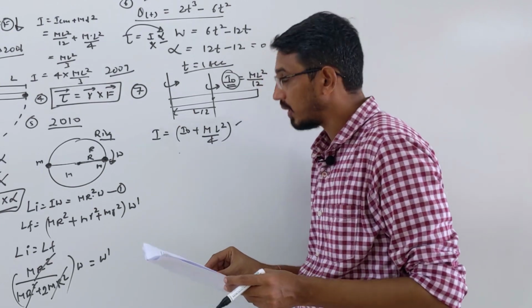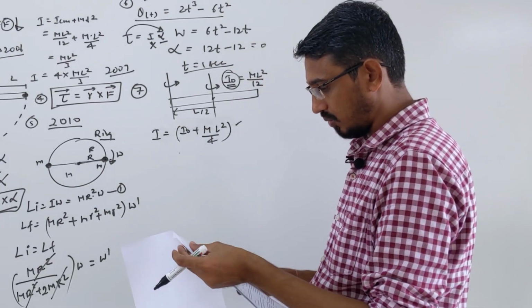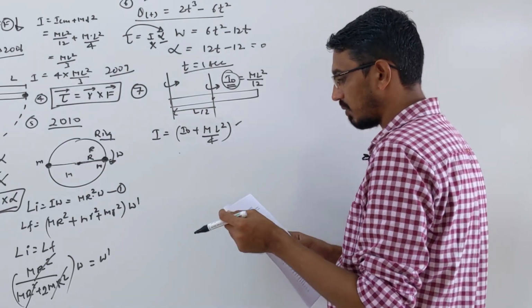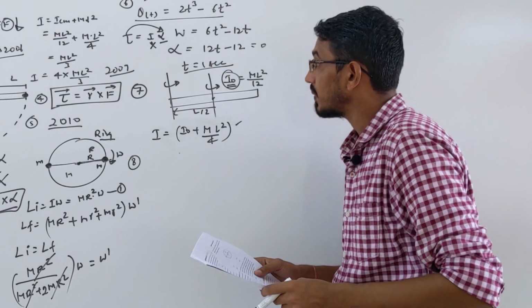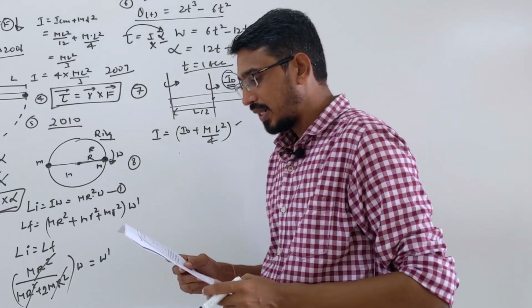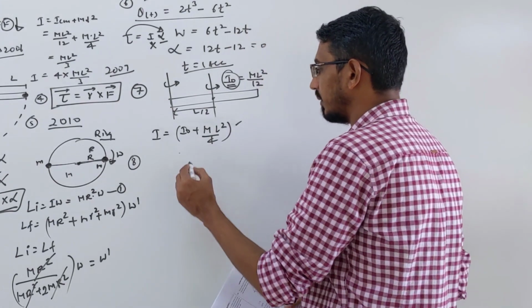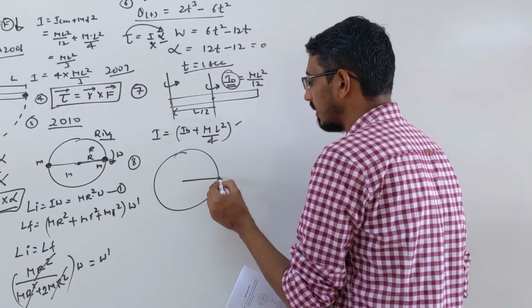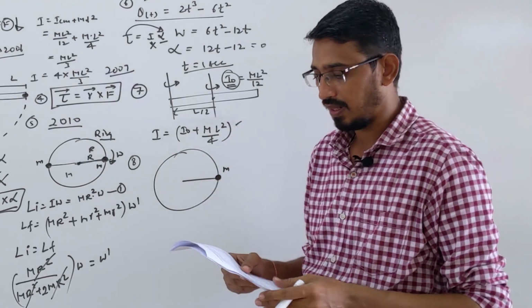This was the 2011 problem. There is one more 2011 problem. So the next problem is also 2011, the 8th problem. 3 questions were asked. A small mass attached to a string rotates on a frictionless tabletop as shown in the figure. So some mass M is attached to a string and rotating in a circle on a table.